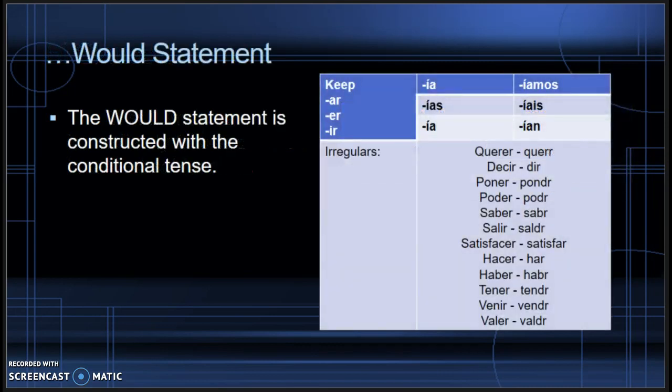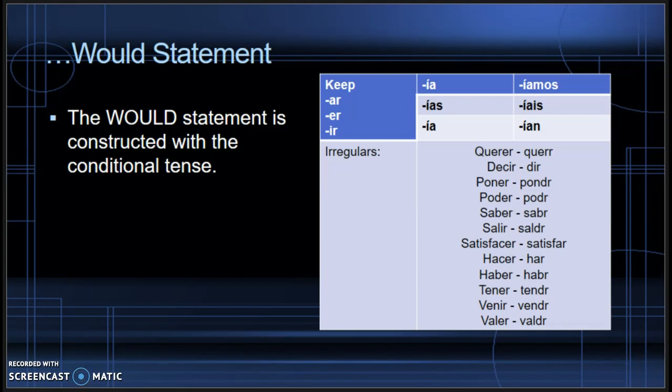So that means the other half of the sentence, or the part that is not directly connected to the si statement, is the would statement. And that is used by constructing the conditional tense. The conditional tense is very similar to the future. You keep your ending. You keep your AR, your ER, your IR. You keep it, and then you add ía, ías, ía, íamos, íais, ían.